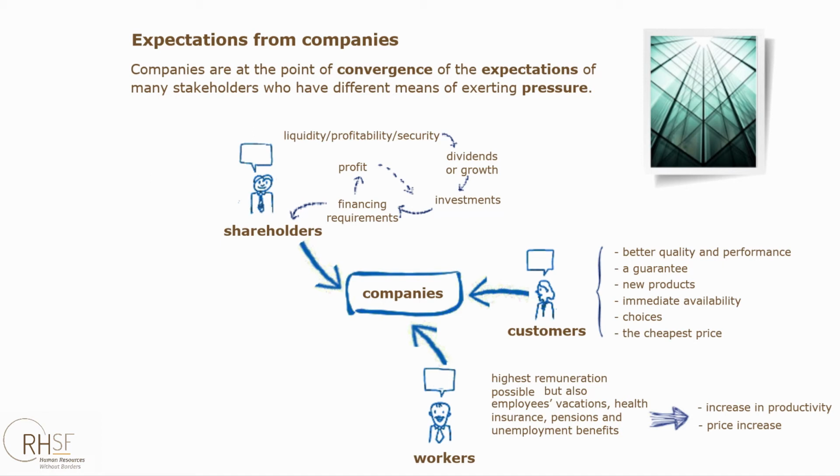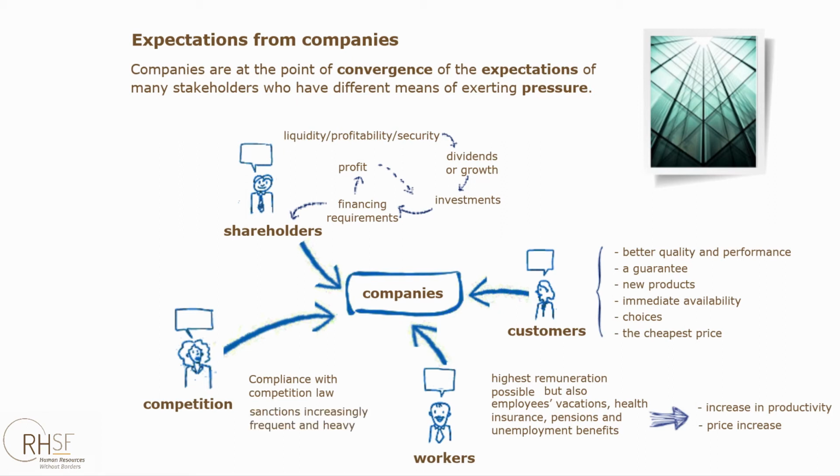Is it worth going into more detail about the pressure which competition, i.e. other companies, places on companies? All over the world, competition is now considered to be an element of economic public order and, through competition law, is governed by a meticulous and restrictive legal framework. The competition authorities monitor the markets closely and sanctions are increasingly frequent and heavy. However, the public authorities protect competition itself, not competitors.